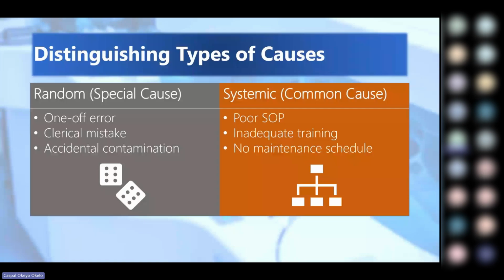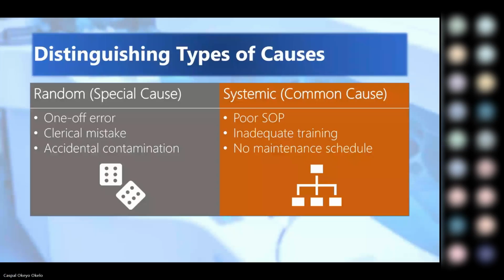We need to distinguish the type of causes because we are doing a root cause. You might end up at a cause. The distinction between the types of causes is extremely important because, at the simple level, random causes are one-time and unpredictable events. For example, a typing error during EQA submission, accidental sample contamination, or temporary equipment malfunction.